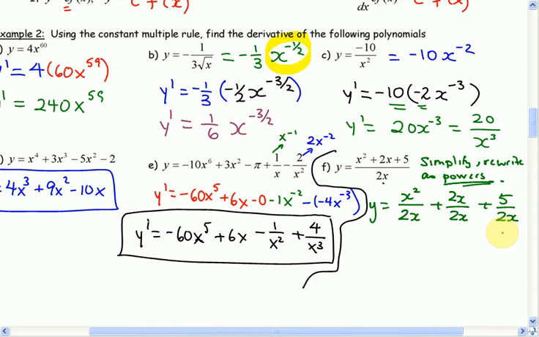So what can we do? Let me continue to rewrite this as, how about 1/2 x? What's 2x divided by 2x? Oh no, that's not x, that's 1, right? And then 5 over 2, and I'll have an x in the denominator, so I'll just write that as x to the power of -1. Sound good? Okay, once you've written them as powers, now is the time to take the derivative. So now, find the derivative.